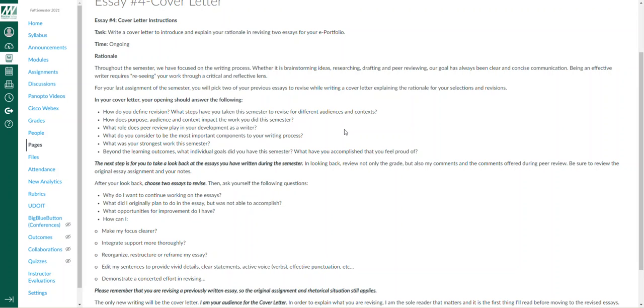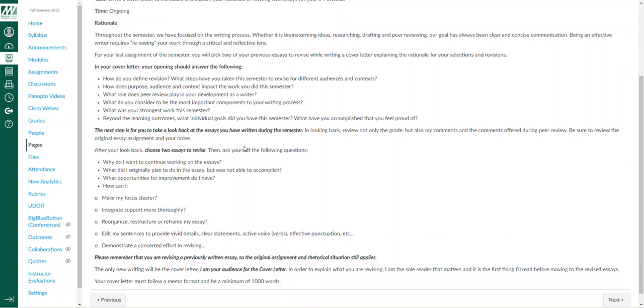And beyond the learning outcomes, what individual goals did you have this semester? What have you accomplished that you feel proud of? So this is looking back at the writing process that we have worked on all semester long. I want everyone to understand this front part is something you can really start on and write right away, okay?